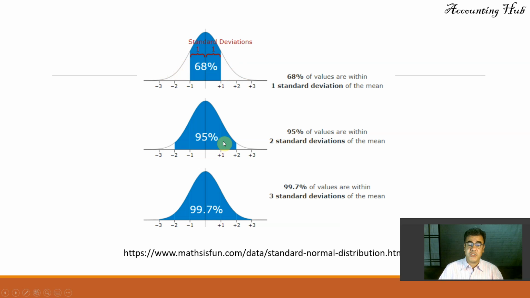Two standard deviations, we will grab 95% of our data. So only 2.5% to the right and 2.5% to the left would be our outliers. Three standard deviations, 99.7%. So almost all of our data. So only 0.15% to the right and to the left. So usually we work with outliers as the mean plus or minus 2 standard deviations.